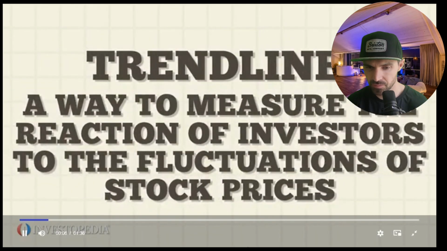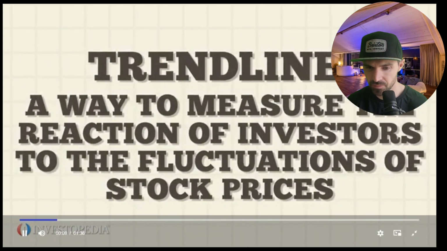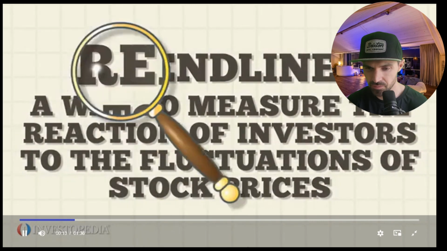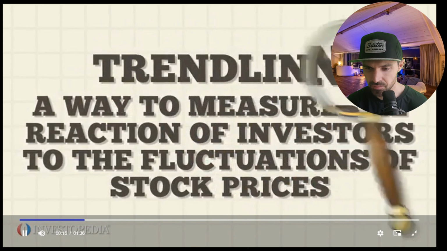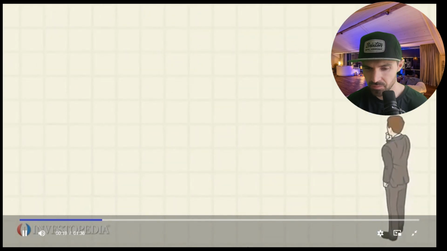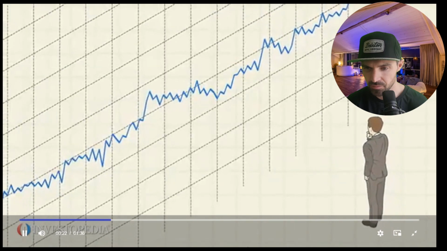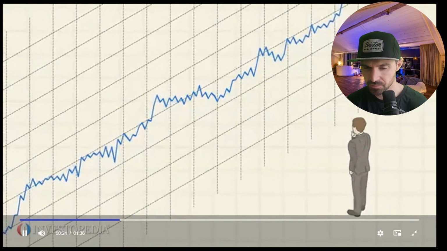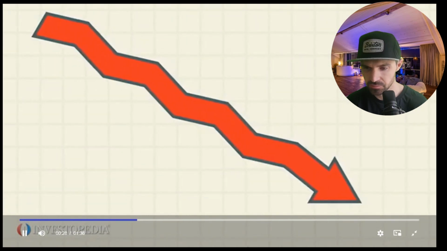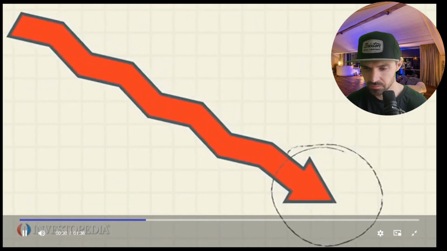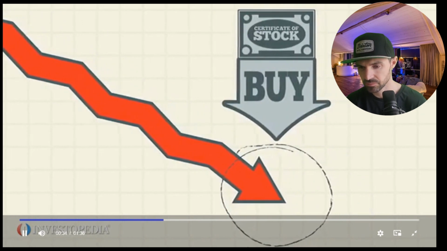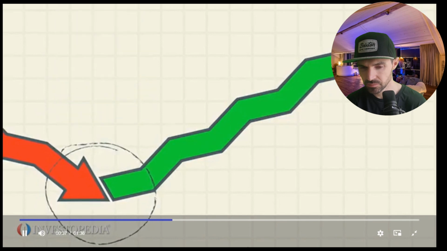A trend line is a way to measure the reaction of investors to the fluctuations of stock prices. When analyzed, this information can be helpful in determining the best time to buy and sell certain positions. When investors look at a stock's price chart over a long period of time, they will see a roller coaster of spikes and dips in price. The dips usually represent the point at which large numbers of investors find a stock attractively priced and start buying it, increasing the stock's volume and price.